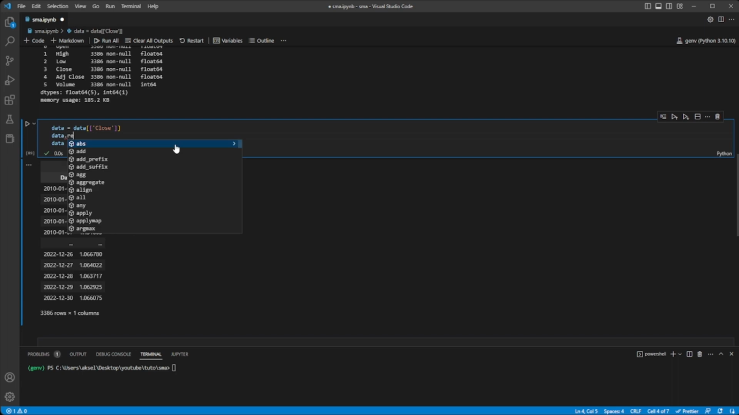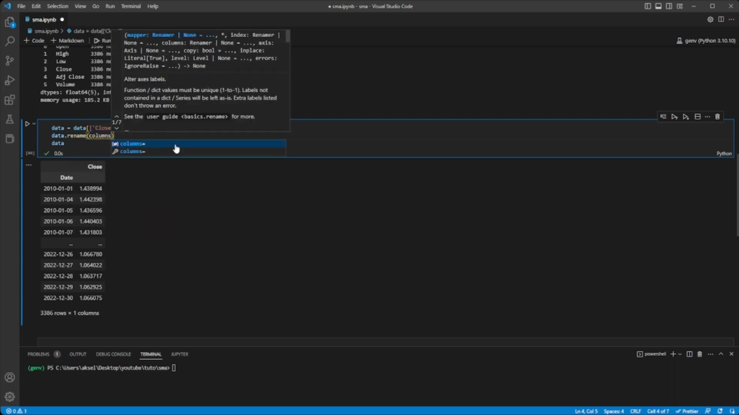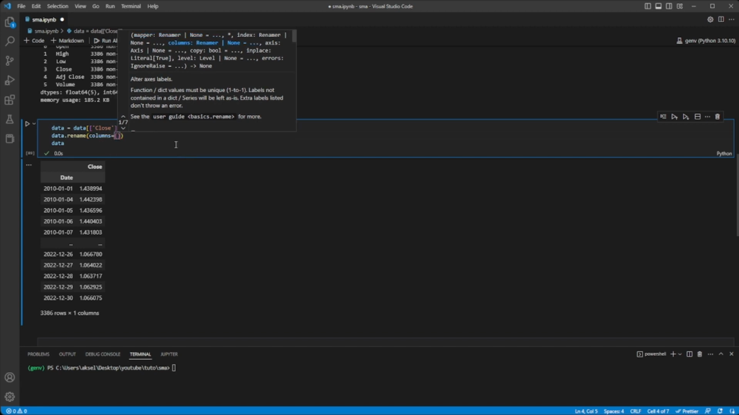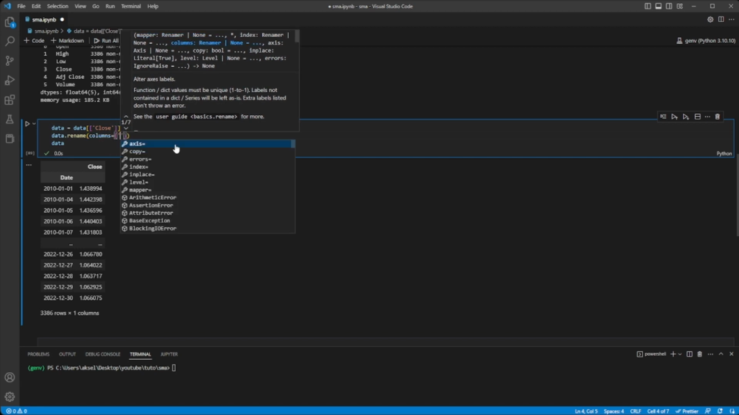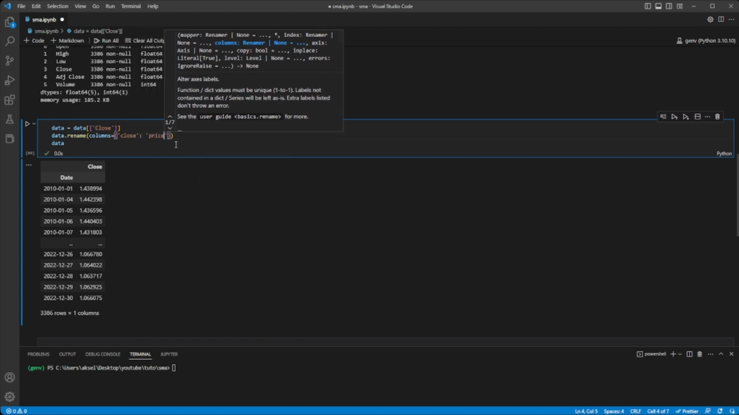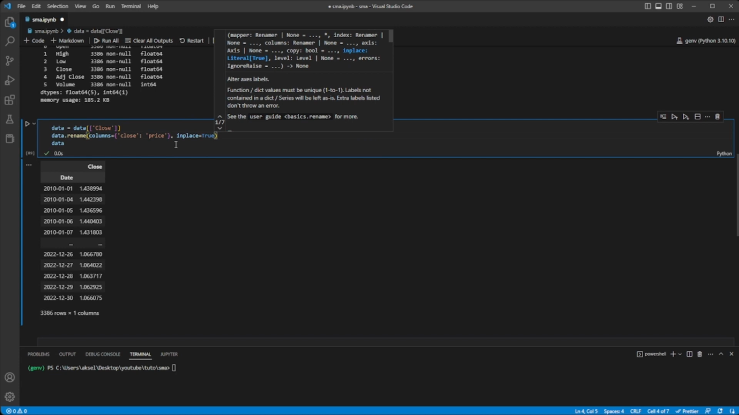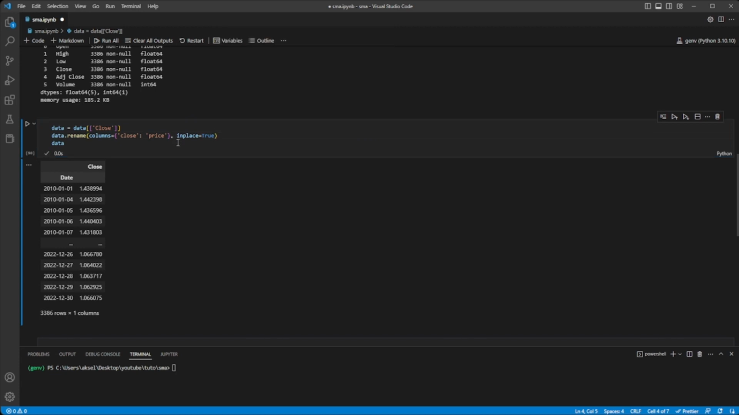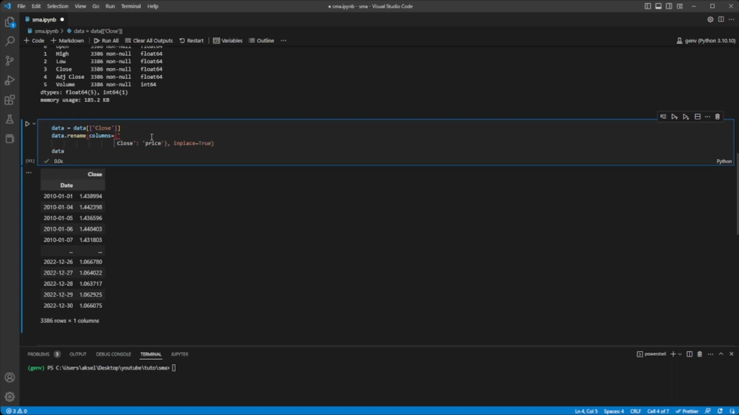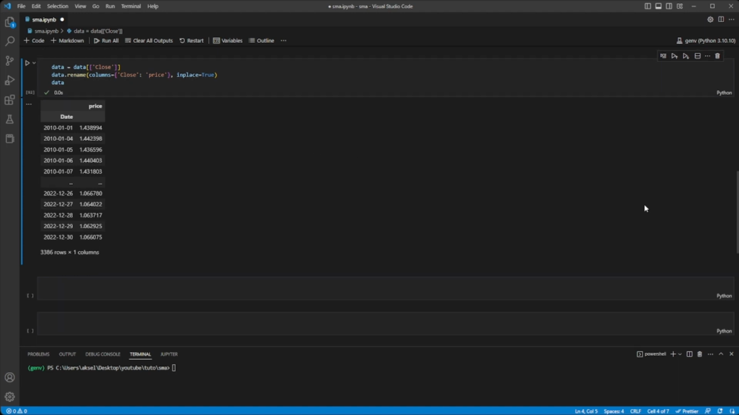So data.rename. The columns will be equal now to... So we're gonna rename the close as the price because it's the closing price and it's the price we're using. So to simplify things, inplace equals True. Okay. Perfect.